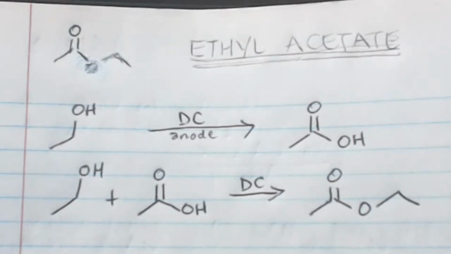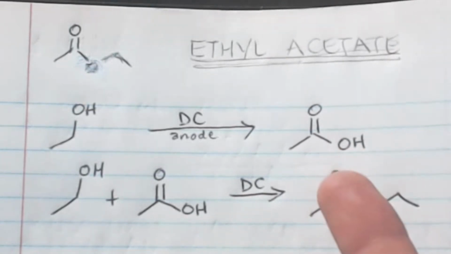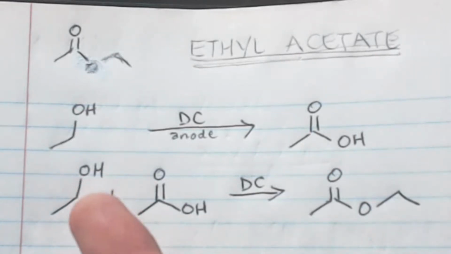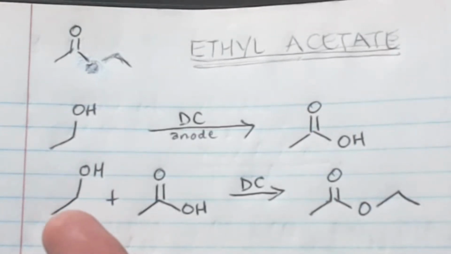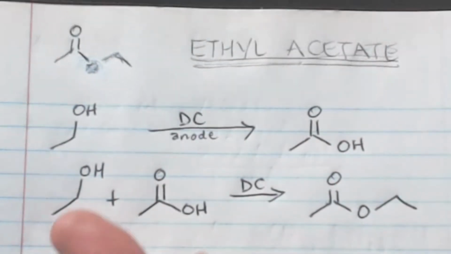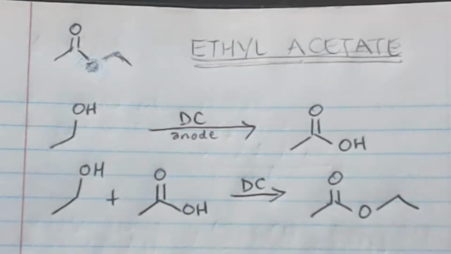Now for this one, you can make either acetic acid or ethyl acetate, right? You start out with ethanol, right? Do your DC. It's at the anode, so you're oxidizing it. And you can oxidize it up to acetic acid. Now, if you have acetic acid and alcohol, you can also continue on and make, depending on your voltages and what type of electrodes, you can have it stop here, or you can have it continue on to make ethyl acetate. Again, you're just using electrolysis.